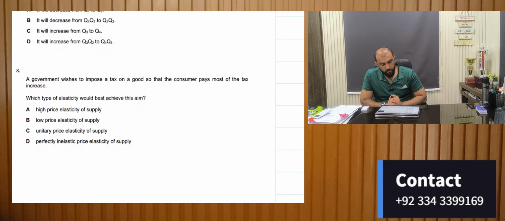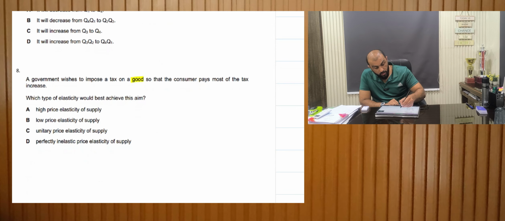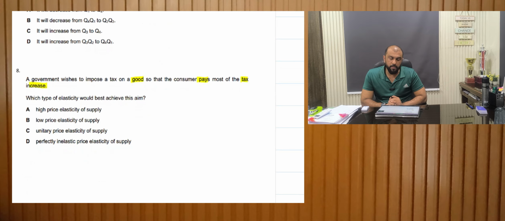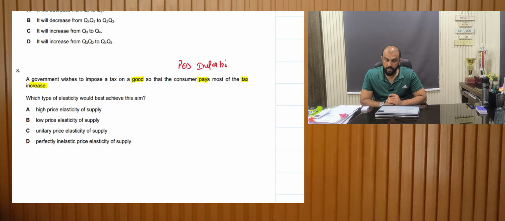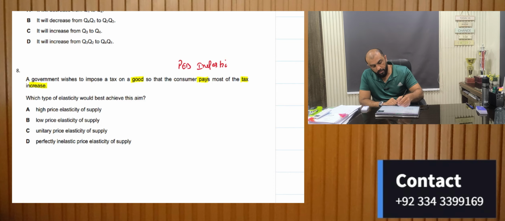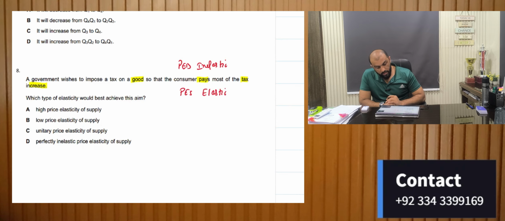A government wishes to impose taxes on a good so that the consumers pay most of the tax increase. Now if the government wants to impose a tax so that the consumers pay most of the tax, the PED has to be inelastic. So that's the concept: whoever is inelastic would pay more of the taxes. So high elasticity of supply. When we talk about PES, the PES has to be elastic, only then most of the taxes would be paid by the consumers.